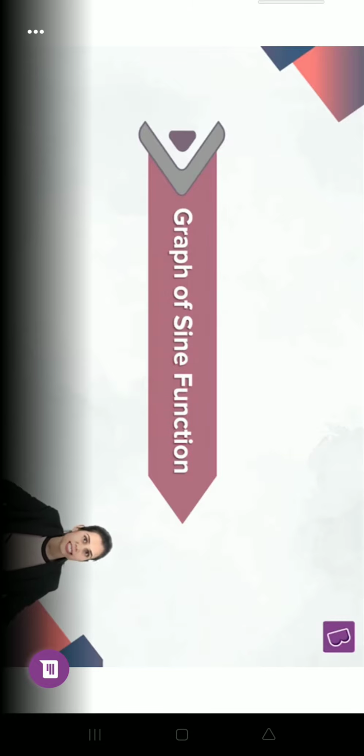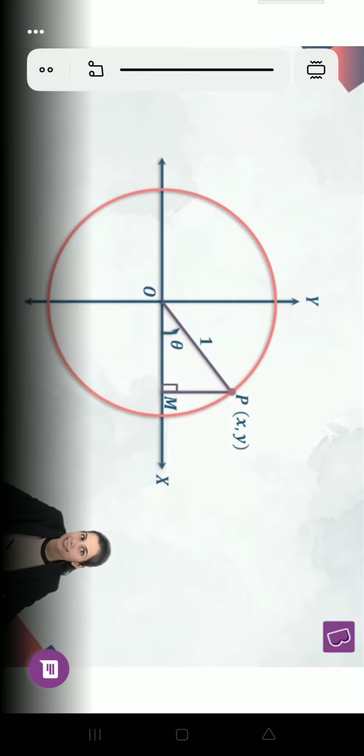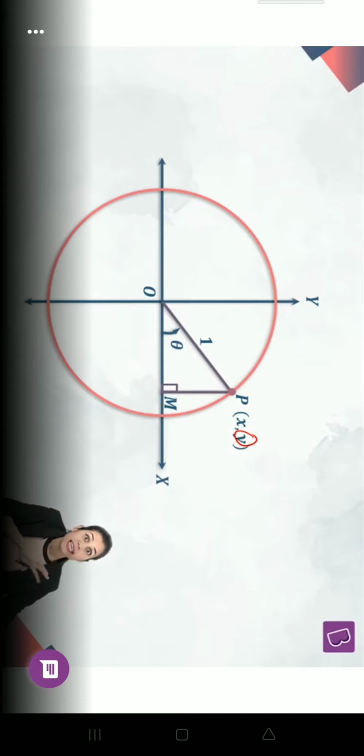We have learned that the y coordinate of any point P sitting on the unit circle is nothing but equal to sine theta, where theta is the angle corresponding to P. That means theta is the angle which OP makes with the positive direction of x-axis in the anti-clockwise sense. We are interested to know how does sine theta change for varying values of theta.